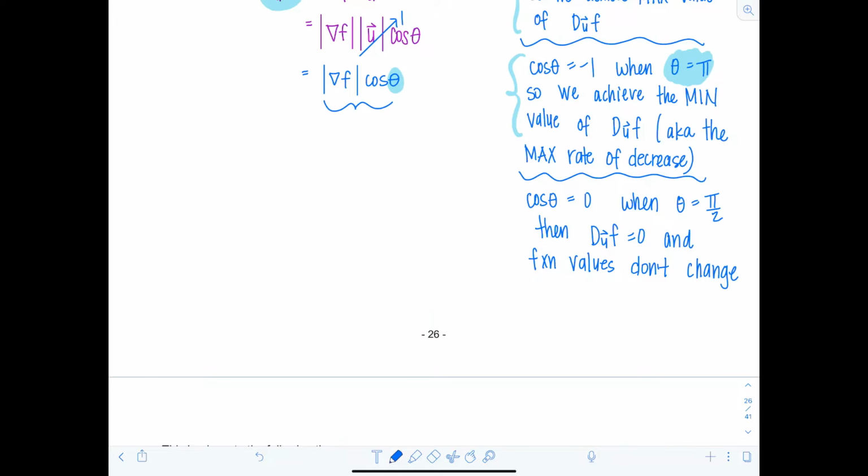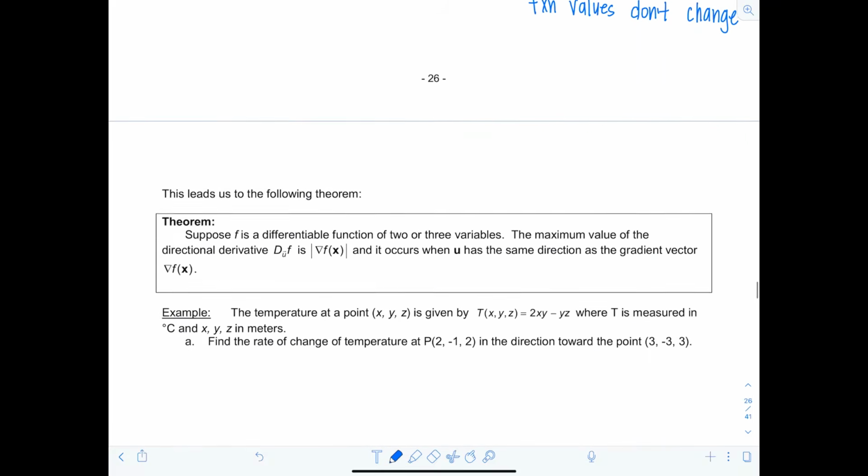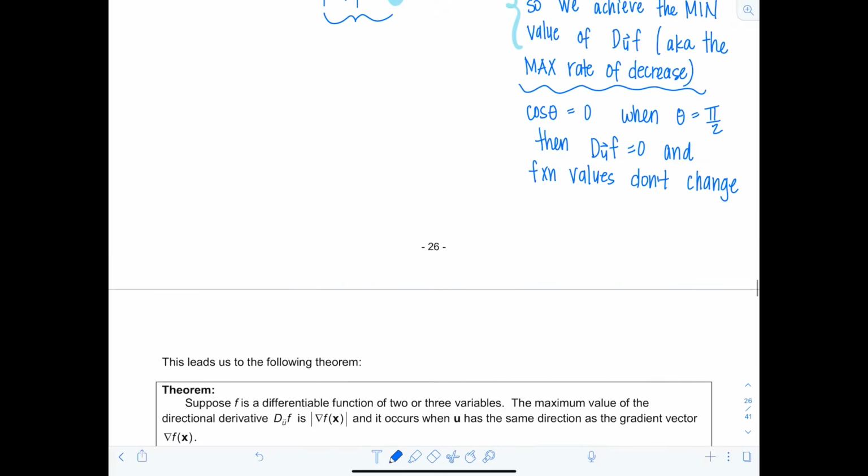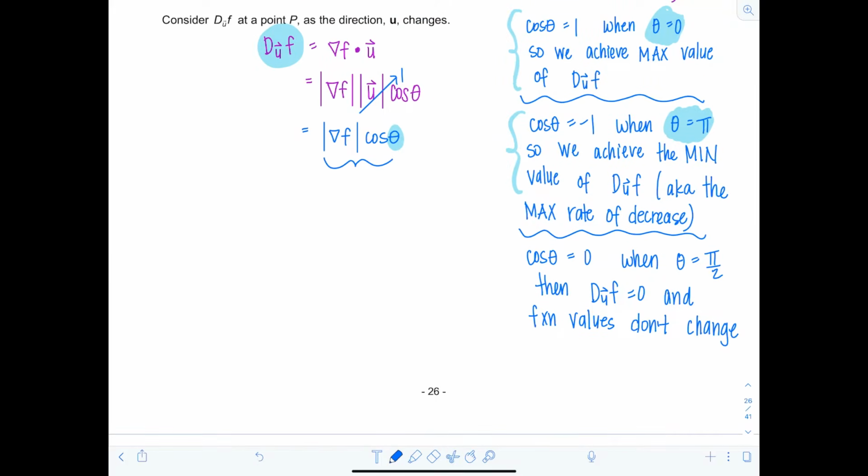Okay, very good. Now, let's look at a nice, exciting follow-up theorem. What could be better? Suppose f is a differentiable function of 2 or 3 variables, then the max value of the directional derivative is given by the magnitude of the gradient of f of x, and it occurs when u has the same direction as the gradient vector given below. We informally came to this conclusion because we knew from previous studies that cosine theta maxes out at 1 when theta is equal to 0. But here we have a theorem that guarantees this.